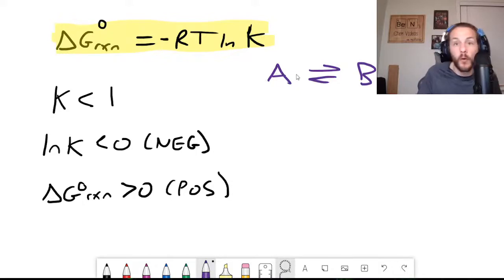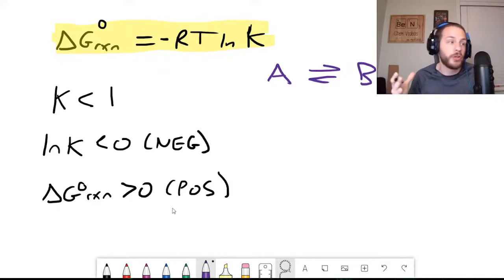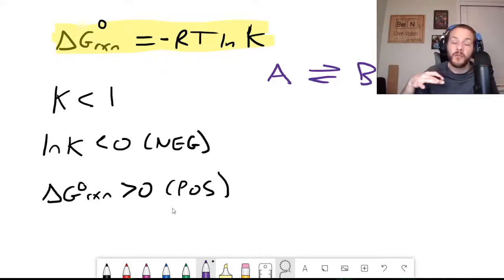Imagine that the forward reaction is A becoming B, and the reverse reaction is B becoming A. If that's your chemical equation, and you have a situation where K is less than 1, the natural logarithm of K becomes negative, which means overall your standard delta G becomes positive. That means that under standard conditions, you have a non-spontaneous reaction in the forward direction and a spontaneous reaction in the reverse direction.